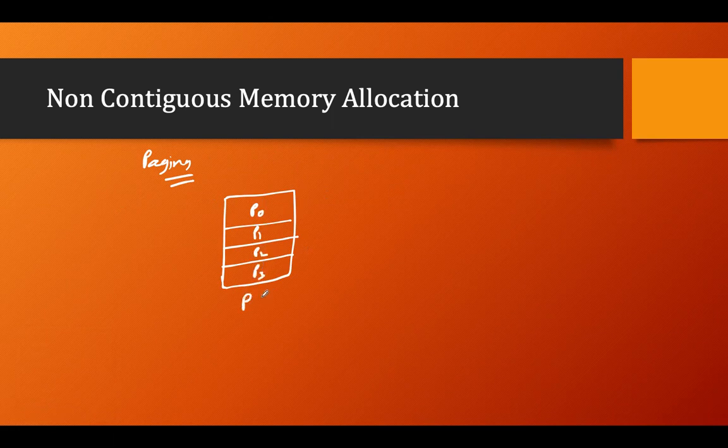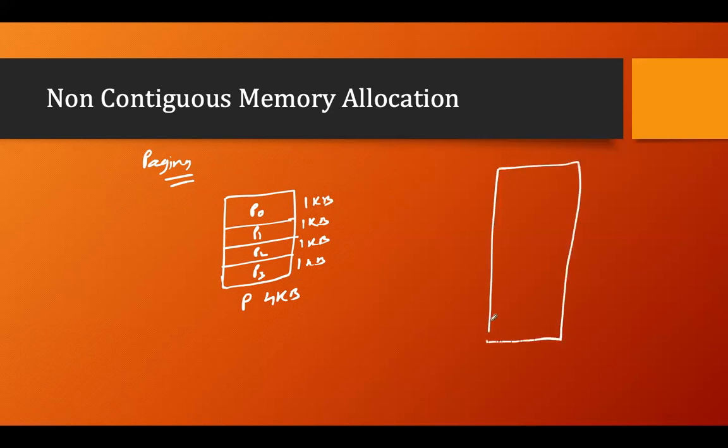Let's say we have a process, and this process is divided into a number of pages of the same size. So if the process is 4 KB in size, this is 1 KB, this is 1 KB, this is 1 KB, and this is 1 KB in size. And what we do is, in the main memory, we put those pages in such a way that they will be allocated maybe in different spaces.